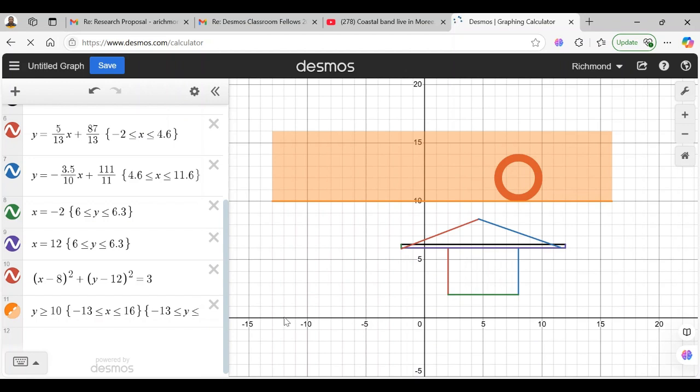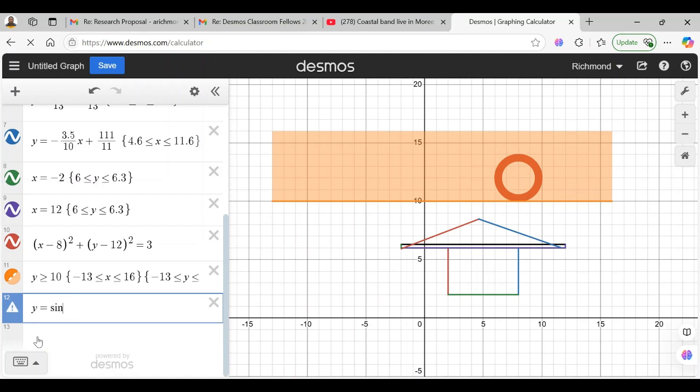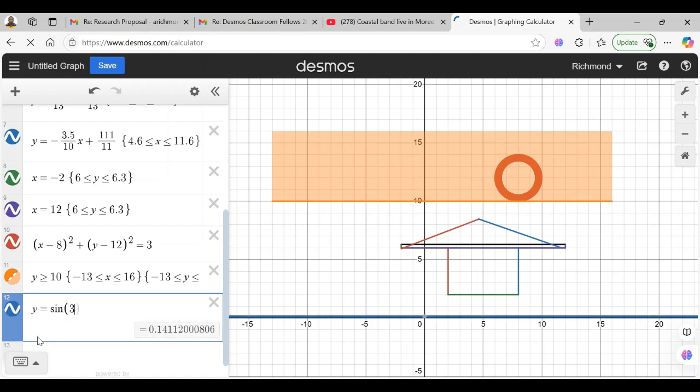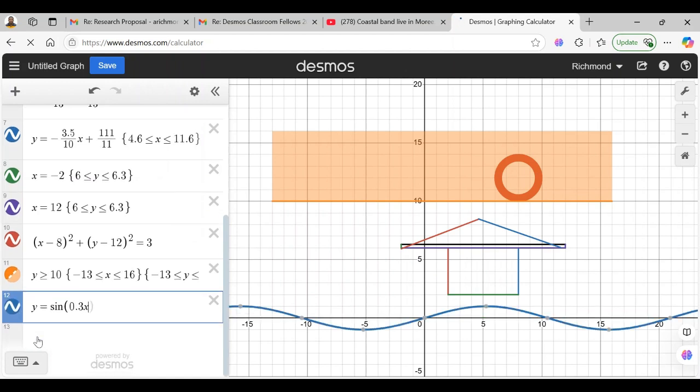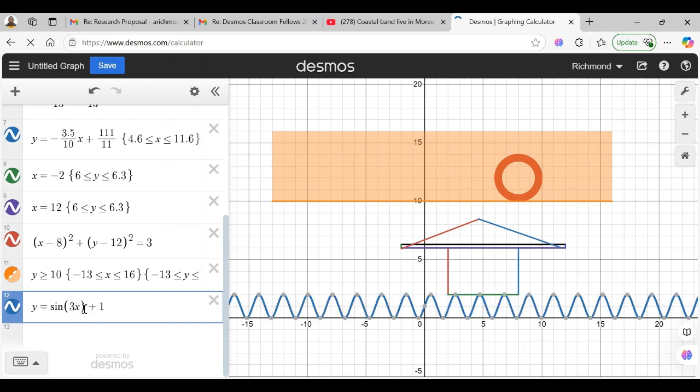We can put some grass on the building, behind the building. So let's put some grass on the building. Let's write the equation y equals sine, in bracket, sine in bracket 3. Let's say 0.3x, right, plus 10 plus, okay, 1 up there. So make it a bit 3, or I can make it 1 this way.